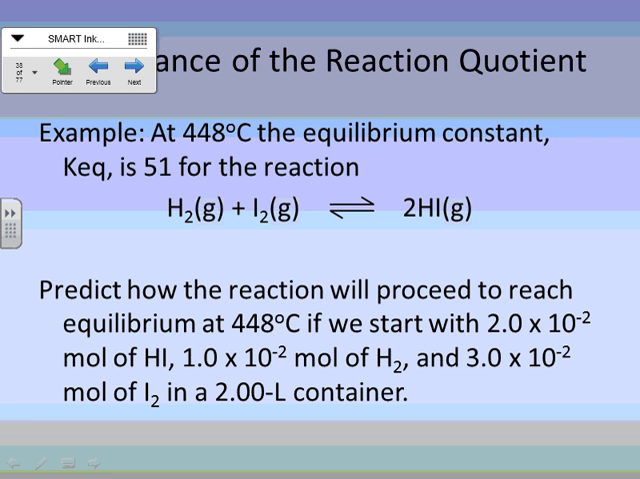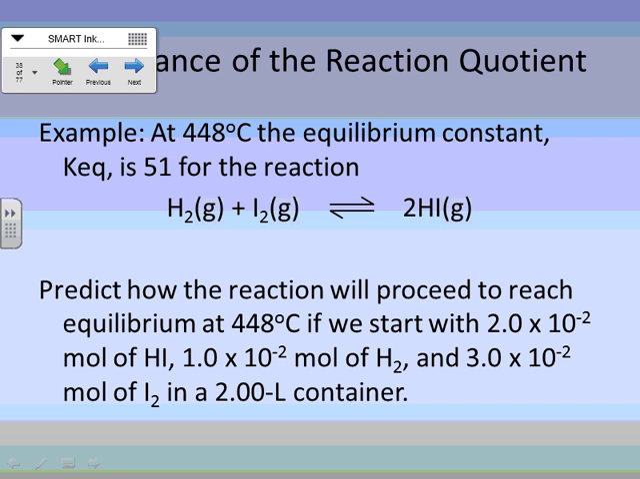So this is our equilibrium constant. They're telling it to us. It's 51, okay? It's saying predict how the reaction will proceed to reach equilibrium if we start with 2 times 10 to the negative second moles of HI, 1 times 10 to the negative second moles of H2, and 3 times 10 to the negative second moles of I2 in a 2-liter container.